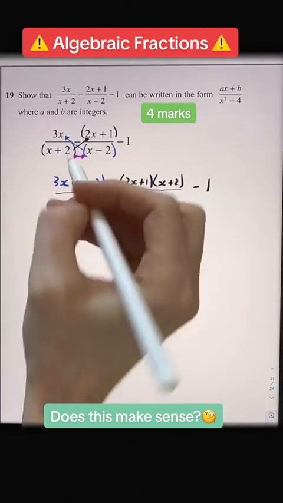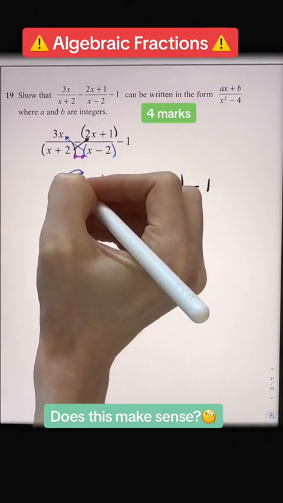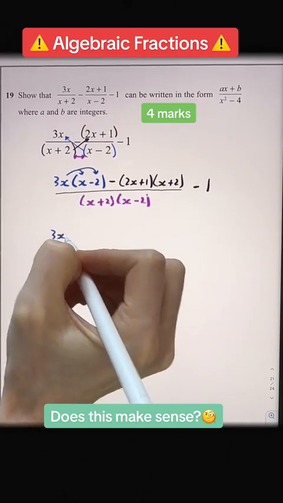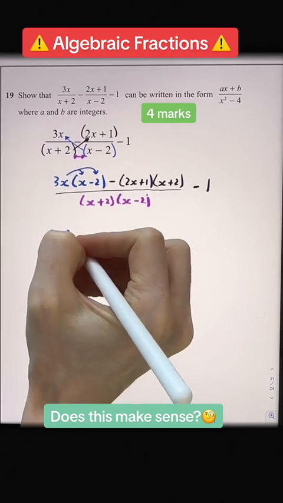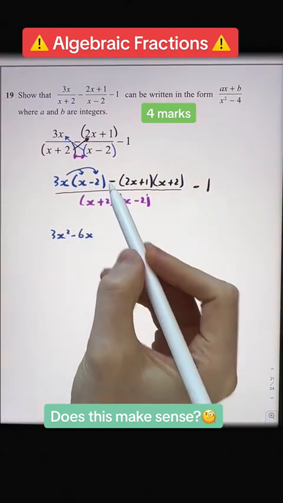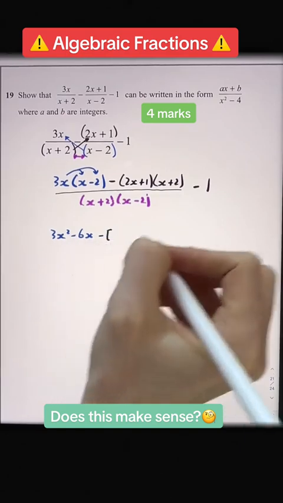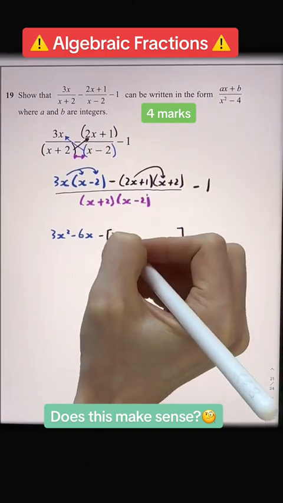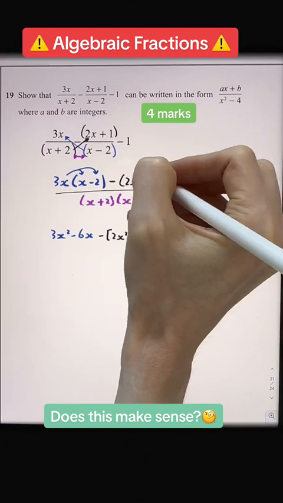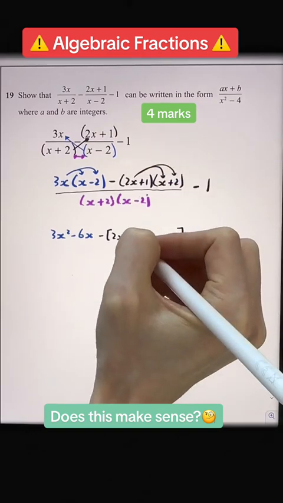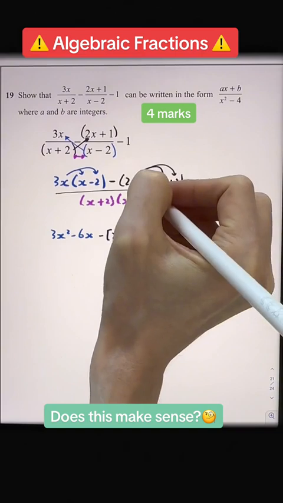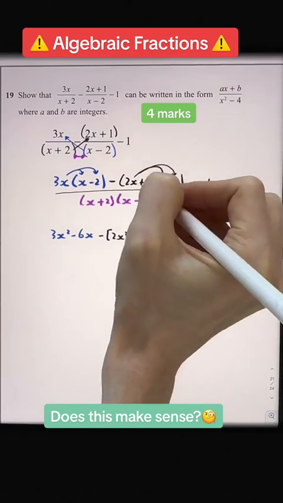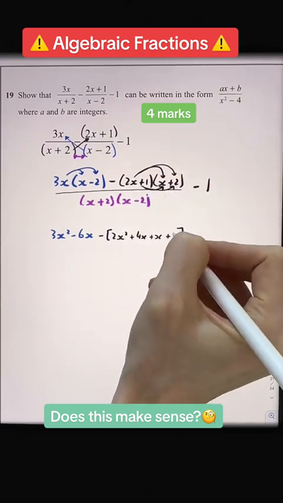Expanding my brackets, on the top here I start with a single bracket. Whatever's directly outside a single bracket, I multiply by each term directly inside. So 3x times x will give us 3x squared. And 3x times negative 2 will give us negative 6x. Leaving the minus outside for now, I'm now going to expand my double brackets. 2x multiplied by x will give us 2x squared. 2x multiplied by positive 2 will give us plus 4x. 1 times x will give us plus x. And positive 1 times positive 2 will give us plus 2.